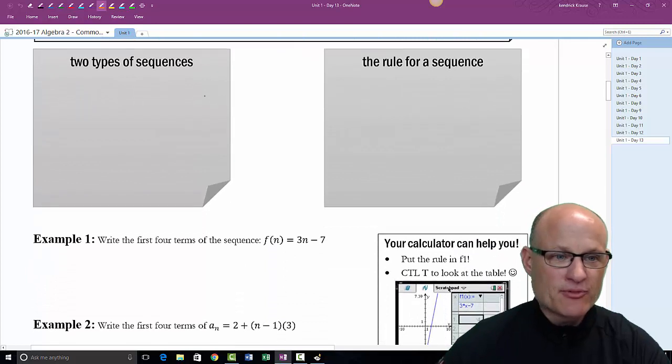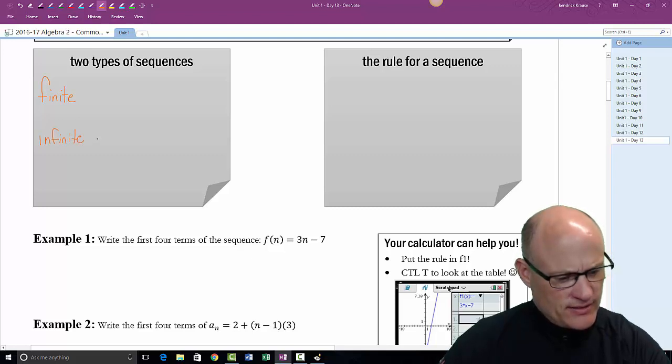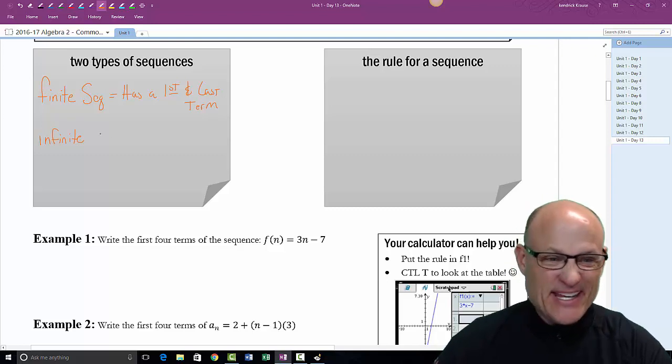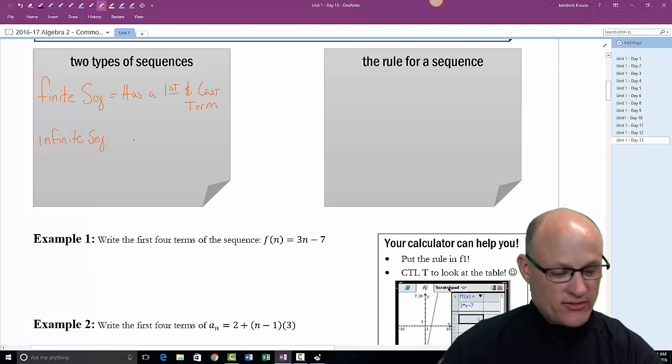All right, you got 2 types. We got finite and infinite. So a finite sequence, finite just means it ends. It has a first and last term. You know where it's going to end. An infinite sequence doesn't have an end.